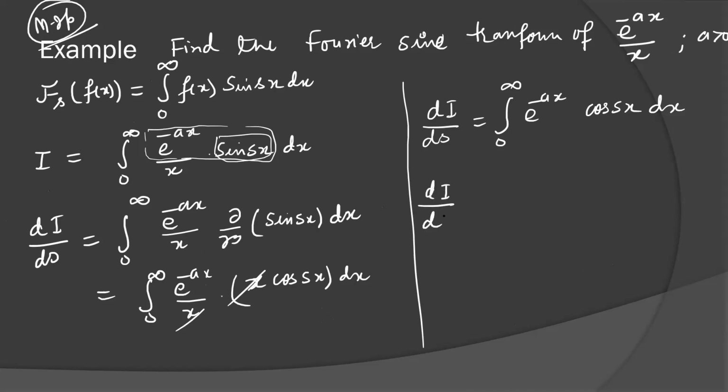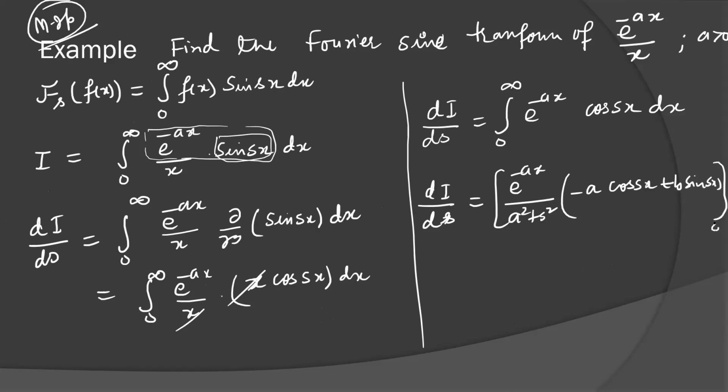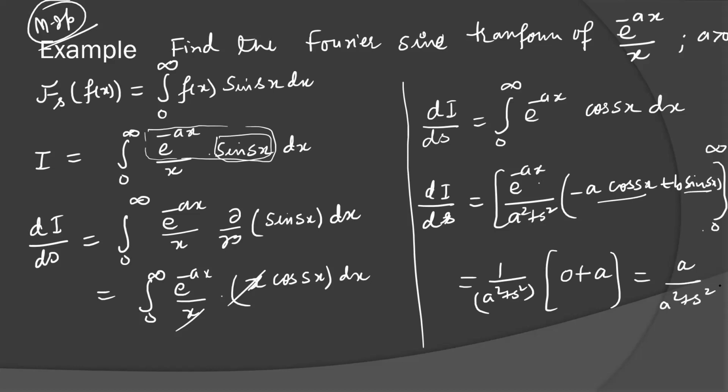So if you use that result, it will give you e to the power minus ax over a square plus s square, times minus a cos sx plus s sin sx. You can see this from 0 to infinity. If you apply the upper limit, the e to the power minus ax goes to 0, and the a square plus s square we can take outside because you are putting the limit in the place of x only. Upper limit will go to 0, lower limit x equal to 0, this is 1, this is 1, but with minus sign, so it will give you plus a, and this will be again 0. So it will be a over a square plus s square.